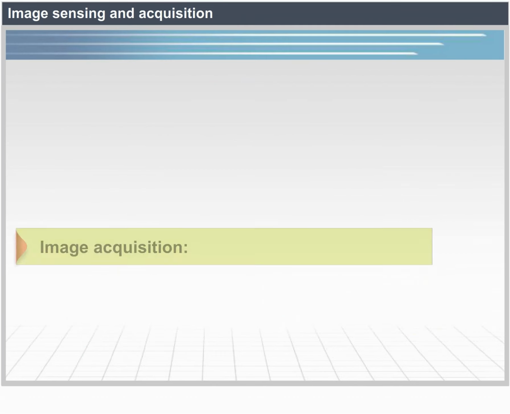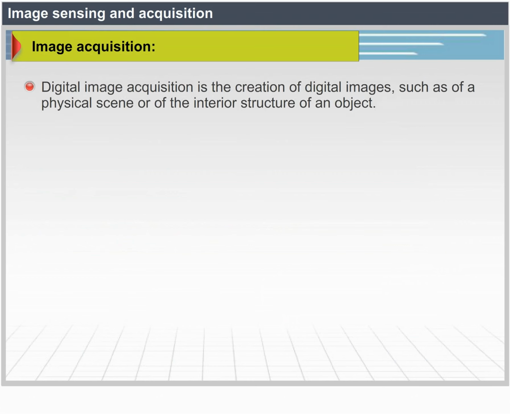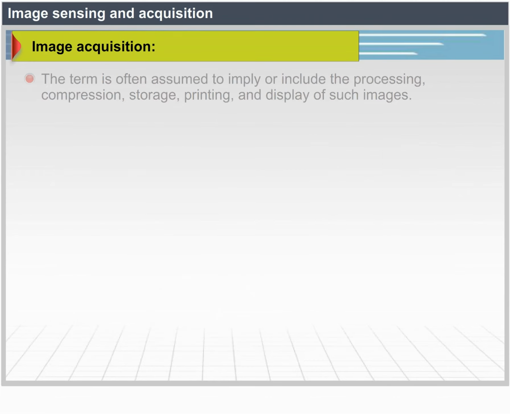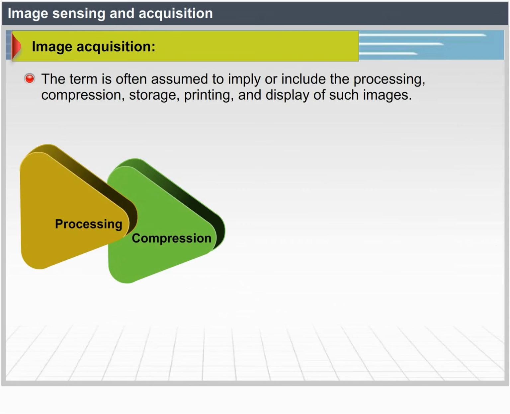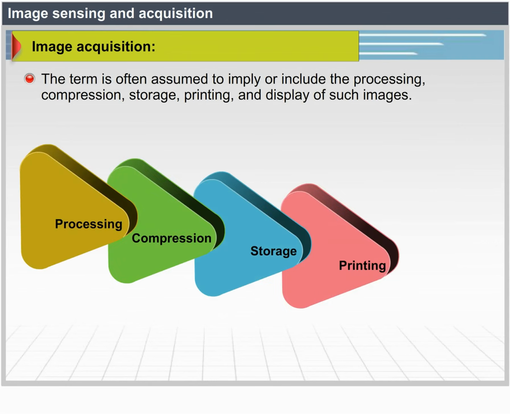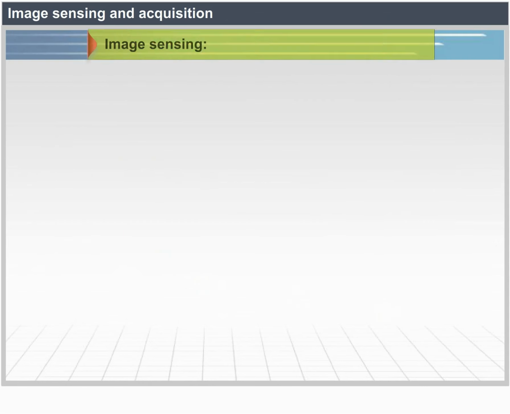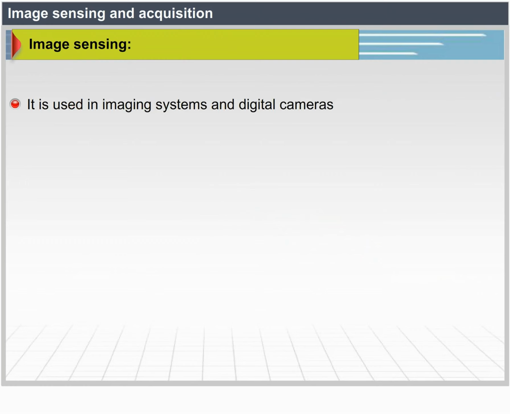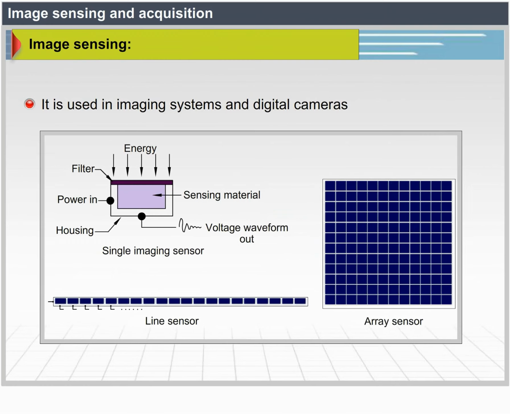Image acquisition. Digital image acquisition is the creation of digital images, such as of a physical scene or of the interior structure of an object. The term is often assumed to imply or include the processing, compression, storage, printing, and display of such images. Image sensing. Image sensors are used to convert optical images to electrical signals. They are used in imaging systems and digital cameras.